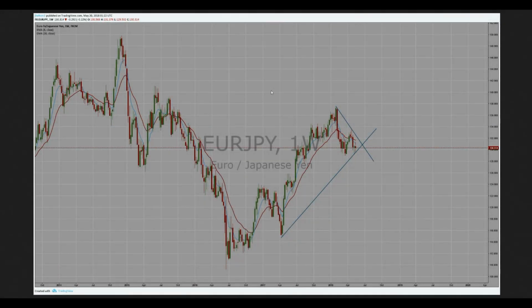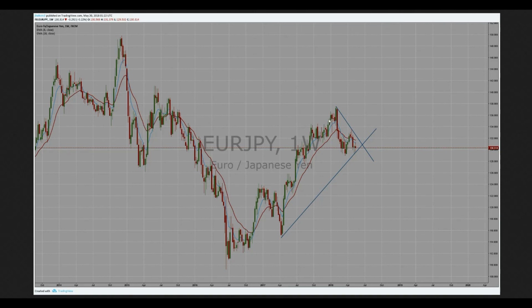EUR JPY on the weekly time frame. Last week's candlestick was this doji / spinning top looking candlestick. It did reject the EMAs up above. However, it also rejected the trend line drawn the week before that as well. So it's kind of stuck right now. Price is pretty well stuck. It's indecisive in which direction it wants to go.